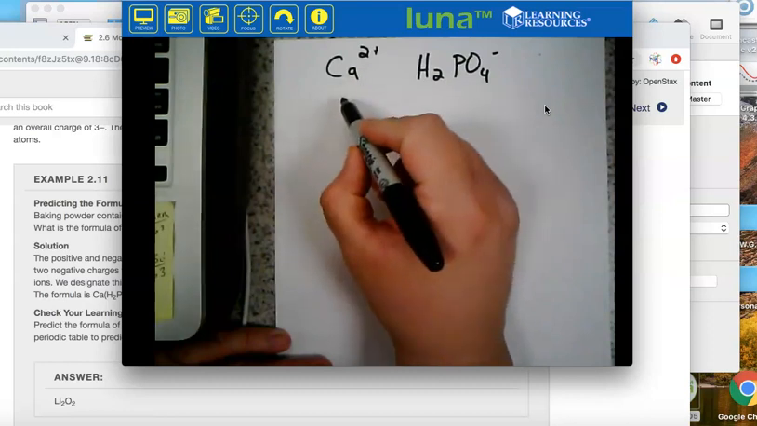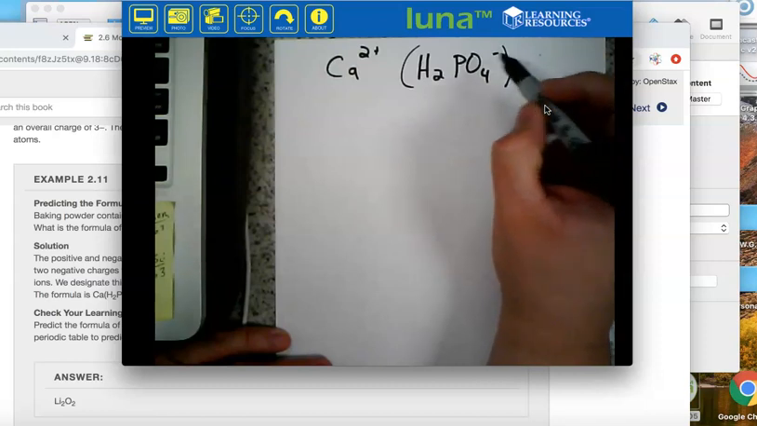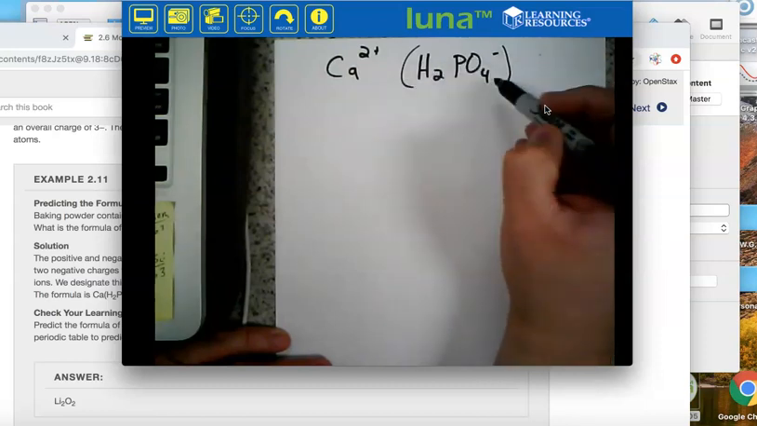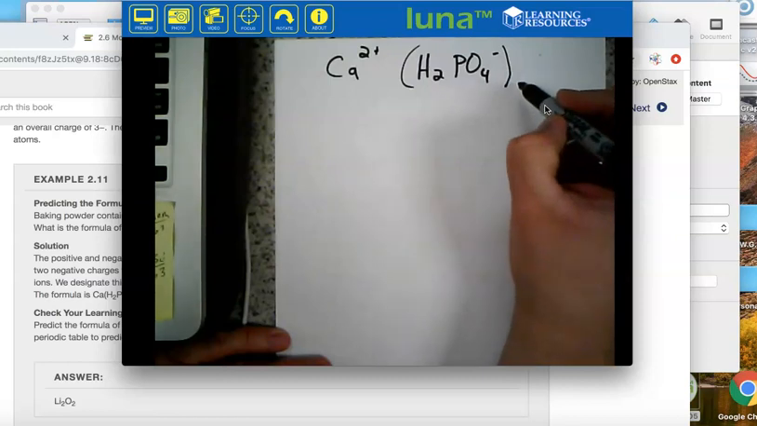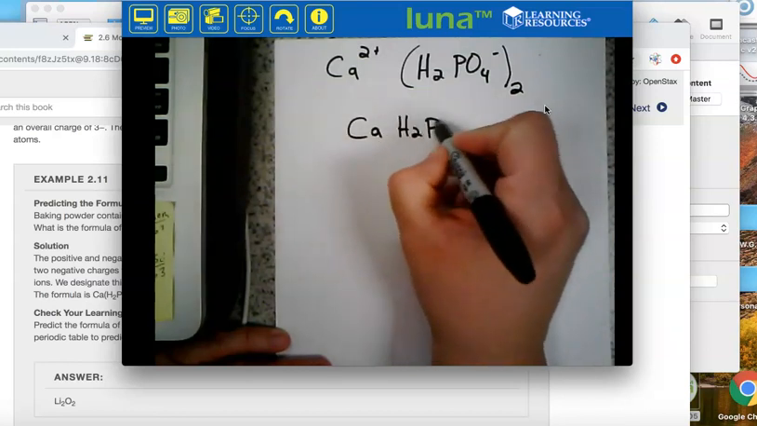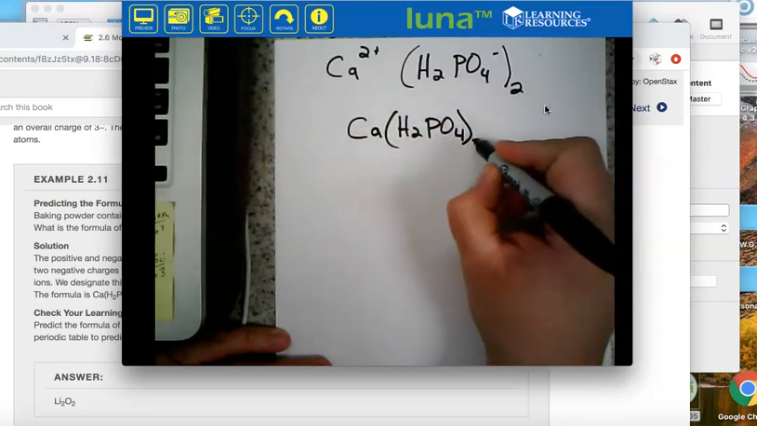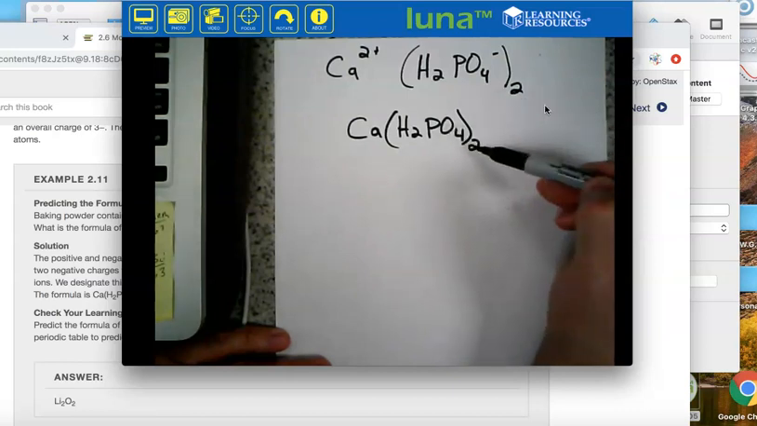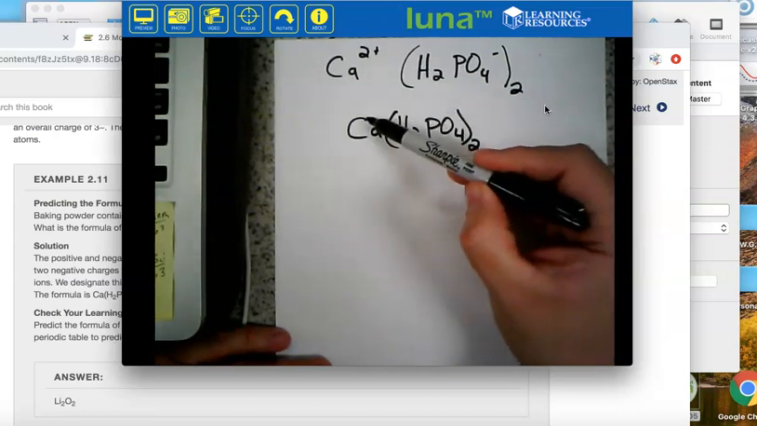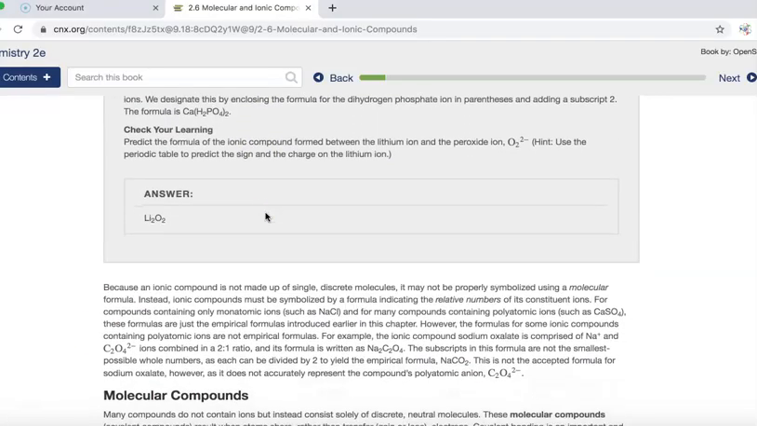The way I would write this out, I need basically 2 polyatomic ions. And when I need more than one polyatomic ion, I have to write parentheses around the polyatomic ion. And I do. In this case, I need 2. Okay, so the formula would be Ca(H2PO4)2, with parentheses around the polyatomic ion. And there's 2 there because I need 2 negative 1 charges in order to balance out the positive charge on the calcium.